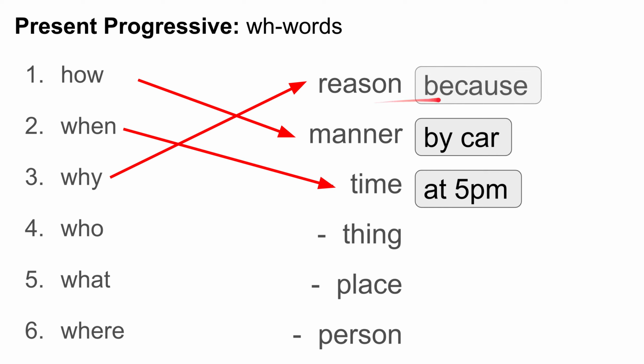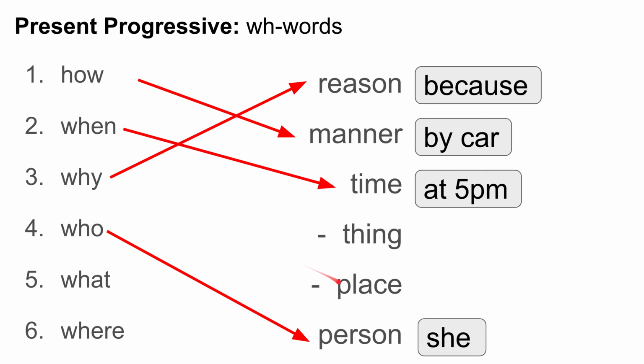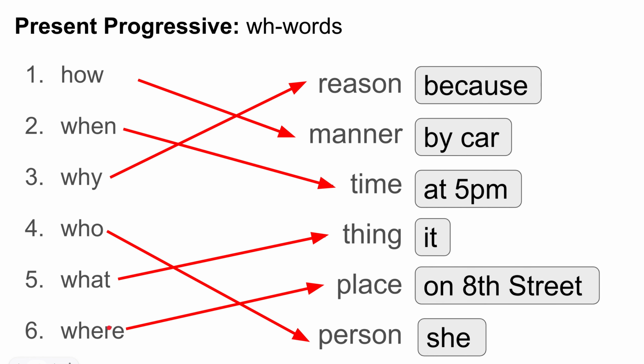Why do you study? Because I like it. Who is used for person. Who is Angela? She is Angela. What is used for things. What is it? It is it. And where is used for places. Where is the bank? On 8th Street.